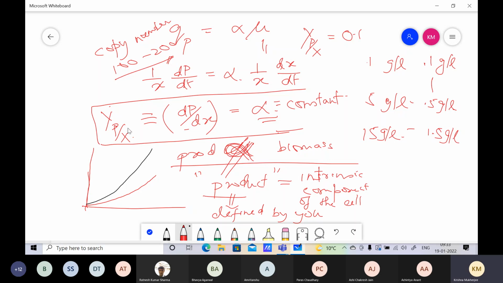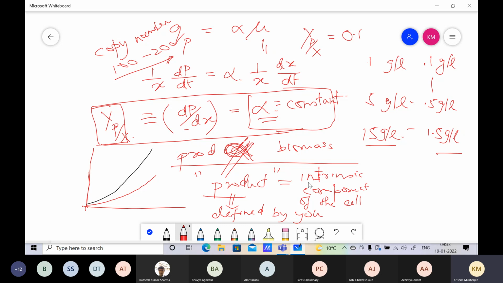And if the copy number of the plasmid is fixed, then the amount of plasmid that you will make per unit cell is fixed. So Yp/x is a constant. So by definition, it is a growth associated product, because it is an intrinsic component of the cell. The product is defined by you, and plasmid is the product, and 100 or 200 or 300, whatever is the copy number, is the amount of product that you have made. So you make more biomass, you will make more plasmid. Suppose 10% of the cellular biomass is plasmid, or 1% or 2%, very unlikely to be 10%, so maybe 1%. 1% of the cell is biomass, so 15 grams, 0.15 grams, 5 grams, 0.05 grams, 1 gram, 0.01 gram, and so on and so forth.